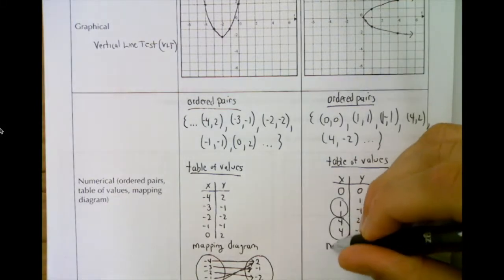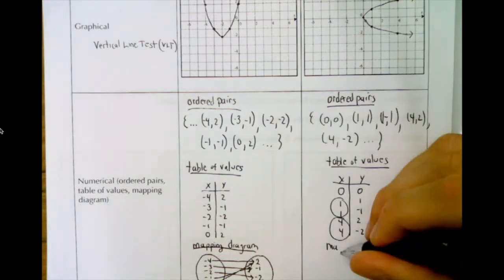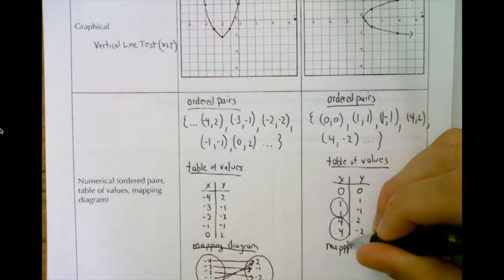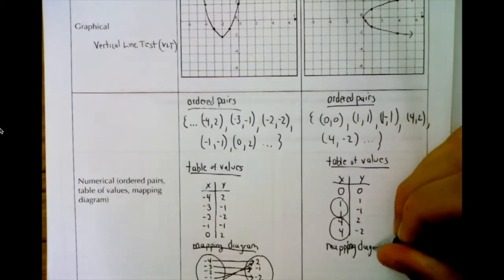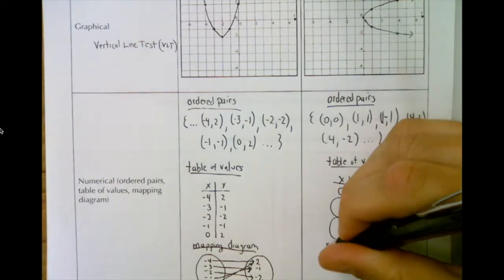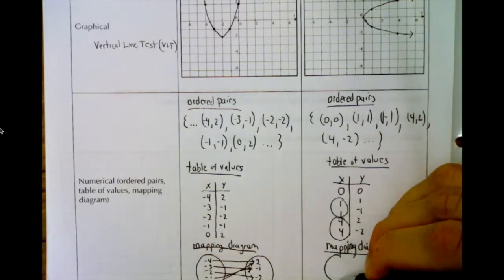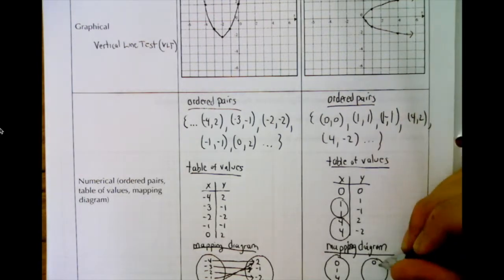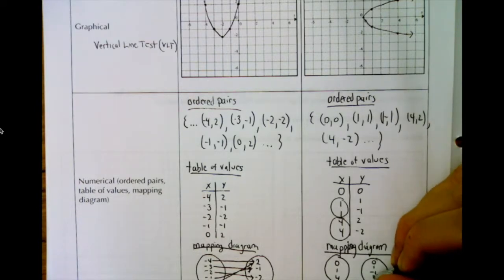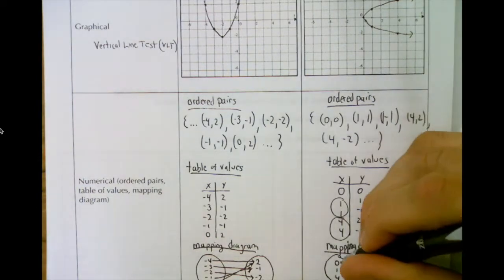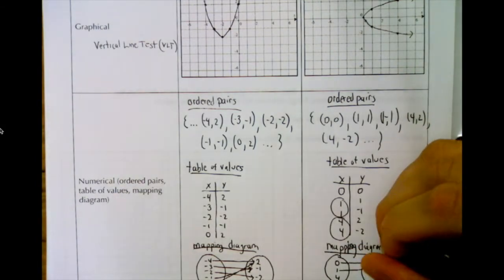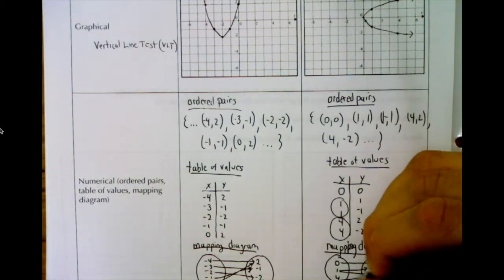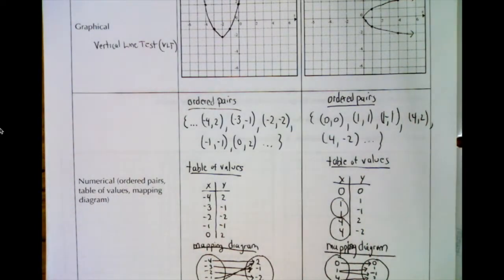In our mapping diagram, if we map all of our x's, we have three x's, 0, 1, and 4, onto our y's, 0, 1, -1, 2, and -2. 0 has one line just to 0, but 1 goes to both 1 and -1. 4 goes to 2 and -2. Notice we have two lines coming from each of our x's, indicating that we don't have a function.